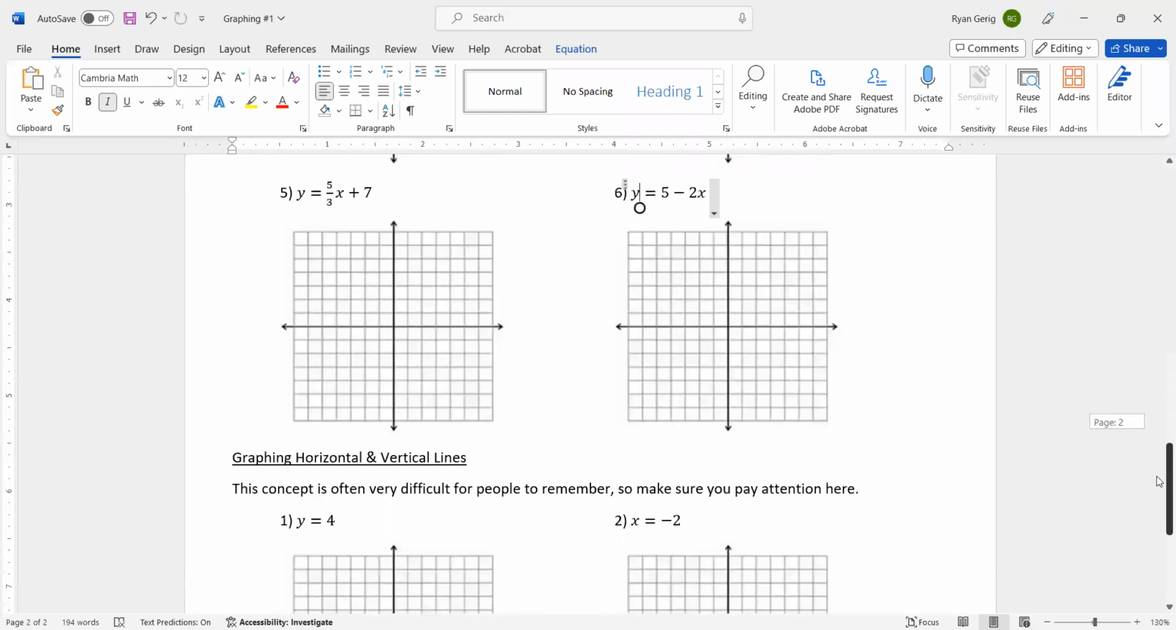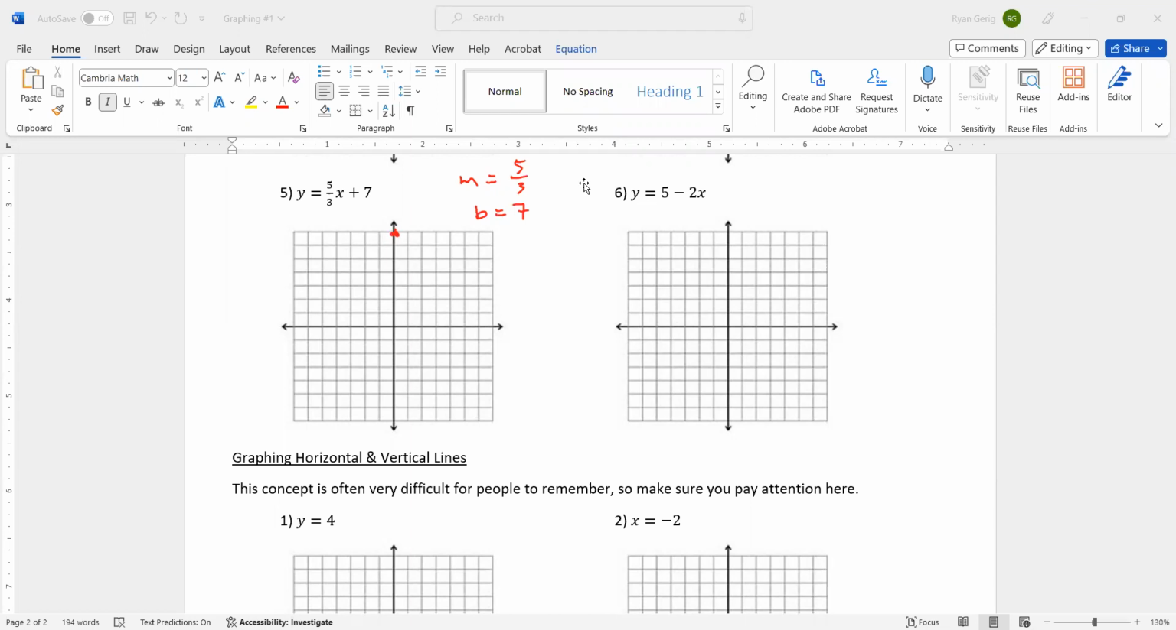Okay. y equals 5/3 x plus 7. Tricky one here because, and you'll see why in a second, m equals 5/3, b equals 7. b equals 7, that's way up here. Now, if I go 5/3, that's going to be up 5, right 3. I'm going off the graph.